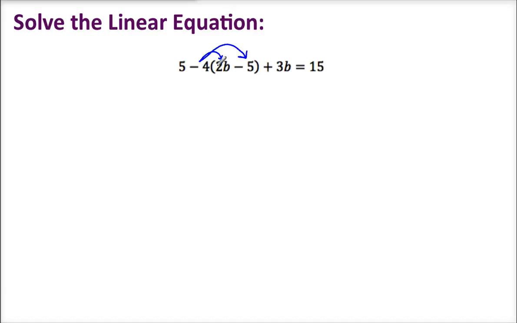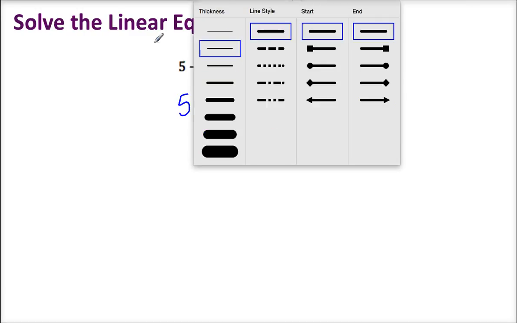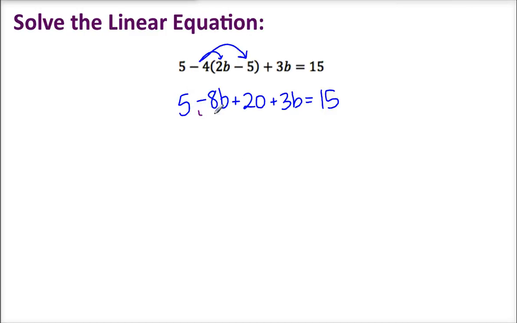So we have a -4 times 2b is a -8b. And then a -4 times a -5 is a +20. So like I said before, check your work with a calculator if you're not so good with the positives and negatives. And then everything else in the equation stays the same. So I had a 5 and then plus 3b and equals 15. Okay, now let's see if there's any more simplifying that I can do. So I see I have a -8b's and +3b's.